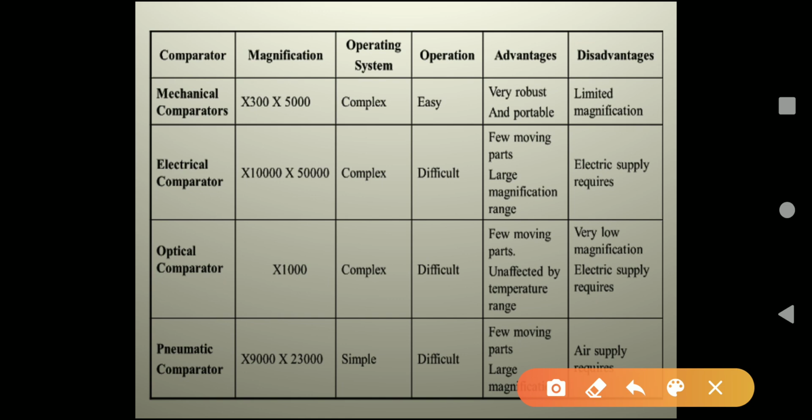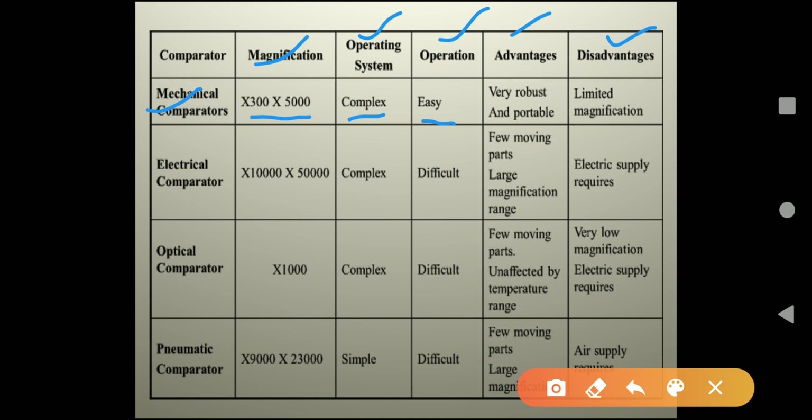In mechanical comparator, we consider the magnification, operating system, operation and their advantages and disadvantages, and how it is relatively good as compared to electrical, optical and pneumatic comparators. For mechanical comparators, the magnification is 300 to 5000 times. Its operating system is quite complex. Operation is easy, and its advantage is that it is robust and portable, but its magnification is limited.